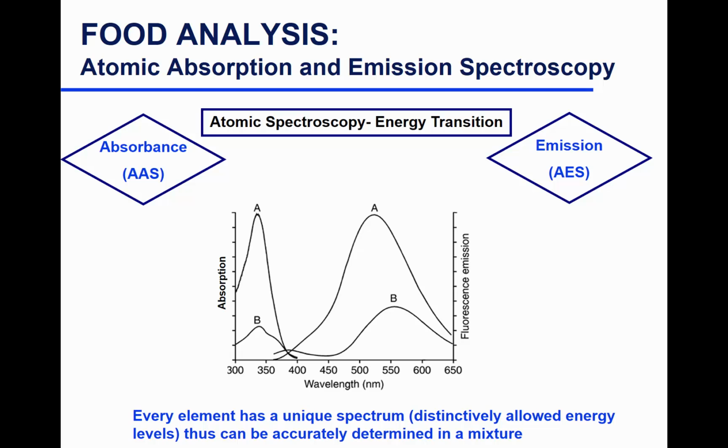So every element that we measure can absorb and then fluoresce light, and fluorescence happens at longer wavelength. So this would be the absorption. The wavelength would be wider for fluorescence.